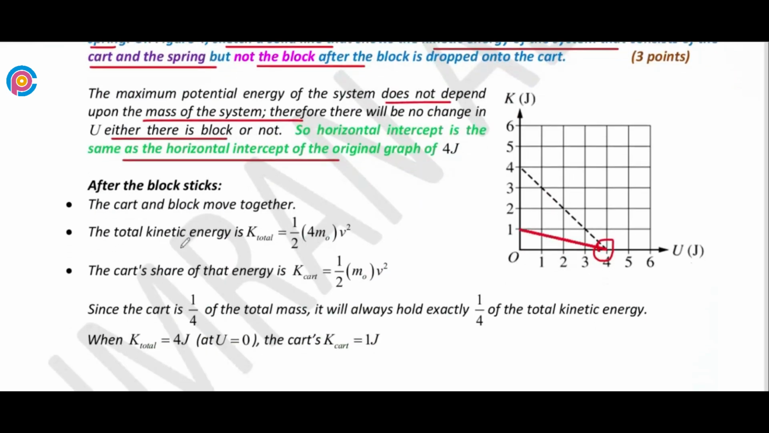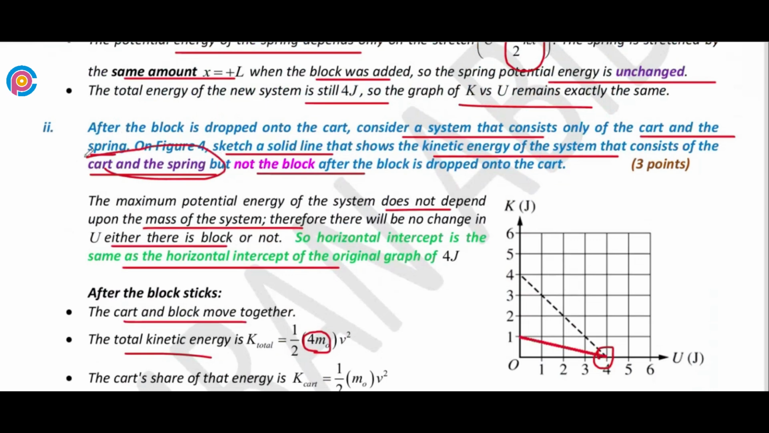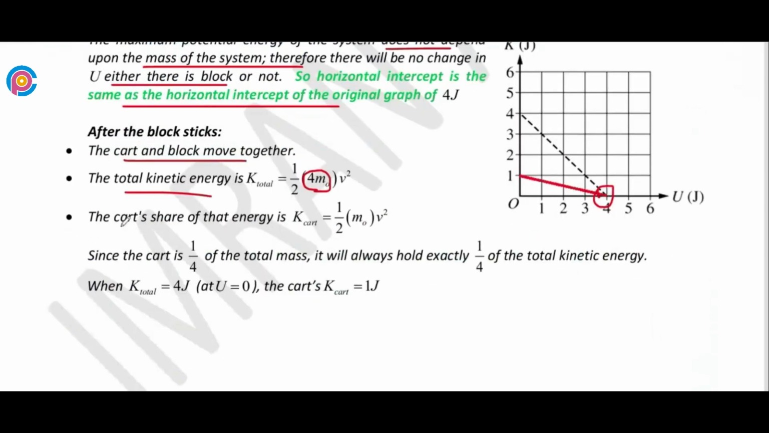But when the block sticks, the cart and the block move together, so their whole kinetic energy is equal to 1 by 2, total mass becomes 4m, so 4m v square. But we have to discuss only the cart and the spring system. So the cart's share in this whole kinetic energy is 1 by 2 m naught v square. That's the 1 by 4th of the total mass, so 4m is m naught. So we can say the cart is 1/4 of the total mass, so it carries 1/4 of the total kinetic energy.